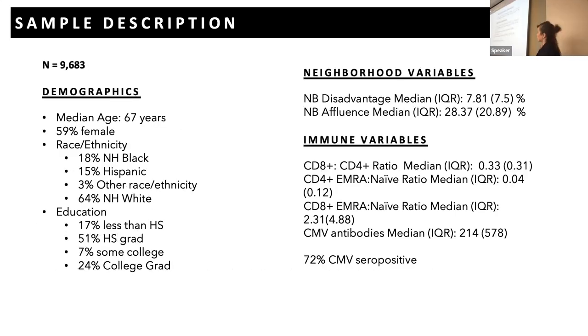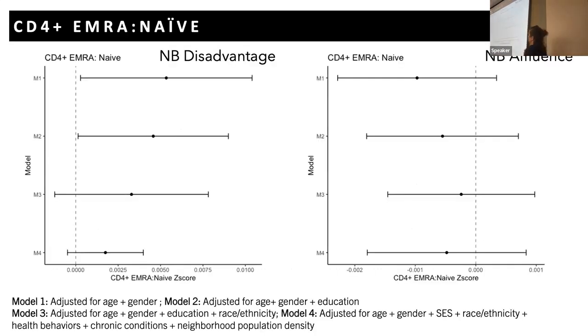Okay, so similar demographics as the study before. You can see the breakdown of the neighborhood variables and the mean variables, but I want to get into the meat here. So these are the results for the CD4 memory to naive ratio measure. Model 1 is adjusted for age and gender. Model 2 adds in education. Model 3 adds in race. And then model 4 adds in a number of controls, because we often get the question, what if you added in health behaviors, chronic conditions, all kinds of things. So we have model 4, but I think model 4 is over controlled.